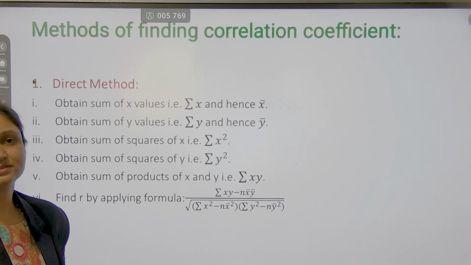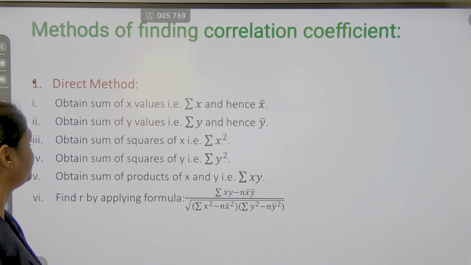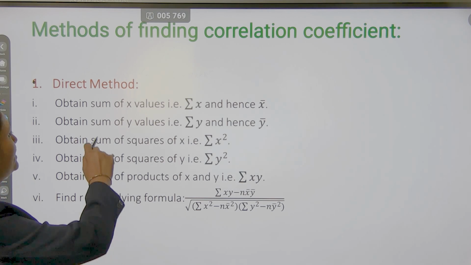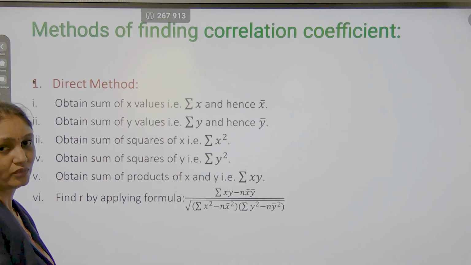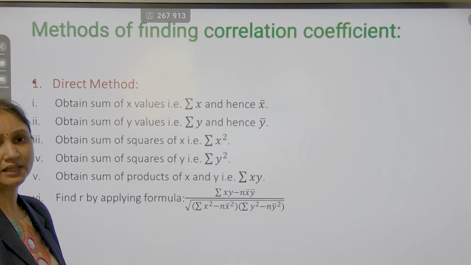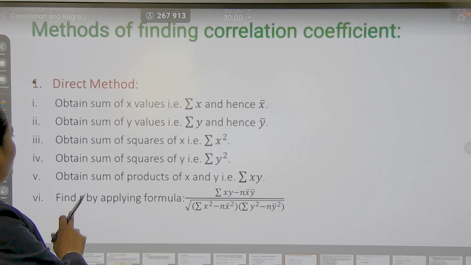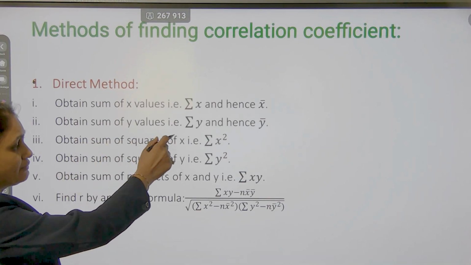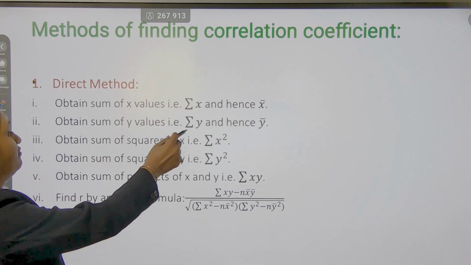So there are some methods of finding the correlation coefficient. The first one is the direct method, and in the direct method there are some steps we have to follow while solving examples. The first step is to obtain the sum of x values, that is summation x, and hence x bar, which is the mean of the values of x. Again, obtain the sum of y values, that is summation y, and hence y bar, the arithmetic mean of y values.